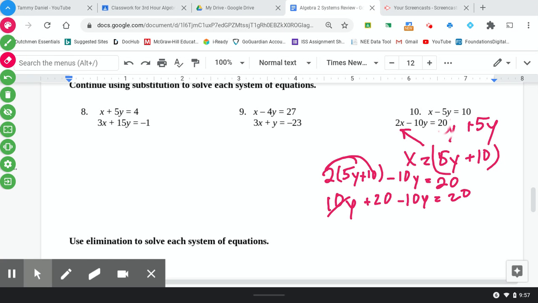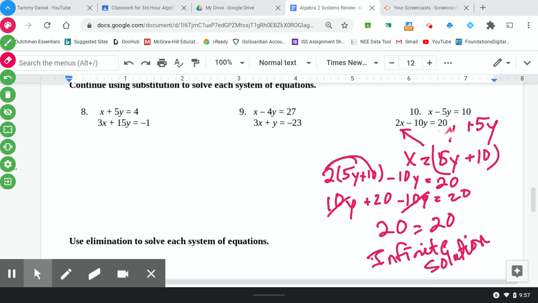Well, look, 10y minus 10y is 0, but I have 20 equals 20. That is true. So if you get that kind of an answer, that's infinite solutions. So this one would be infinite solutions. It means that they're both the same exact line. Okay? All right.